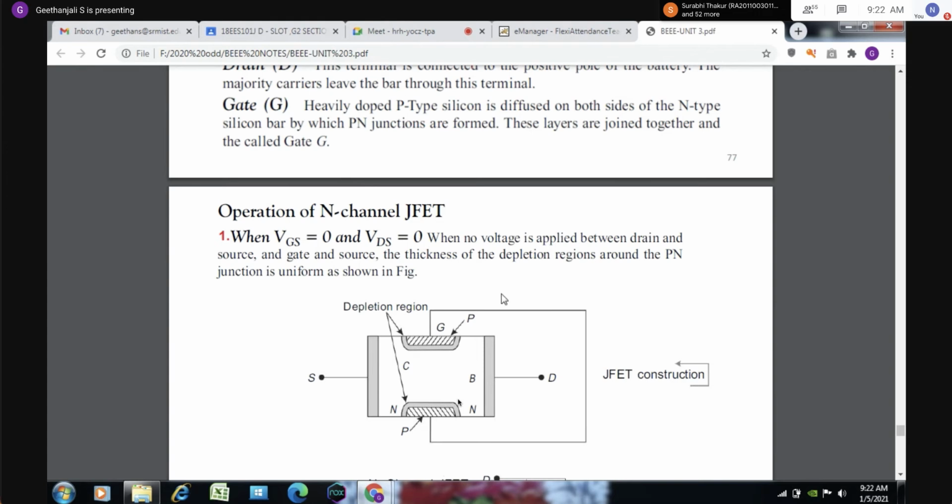When no voltage is applied between drain and source and between gate and source, the thickness of the depletion region around the PN junction is uniform, as shown in the figure. It is uniform since there is no supply. That is the reason the depletion regions at both ends are the same, and very thin compared with the other operations.